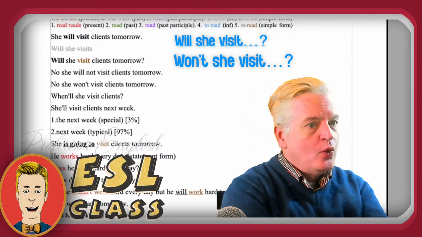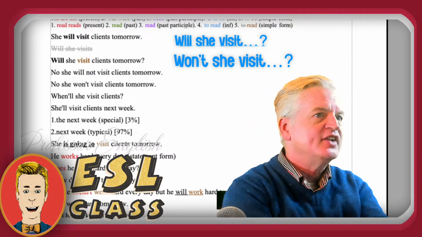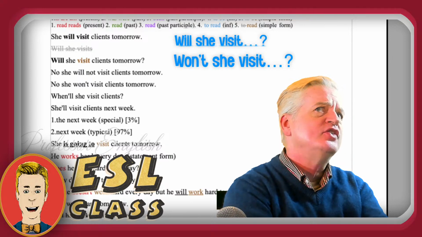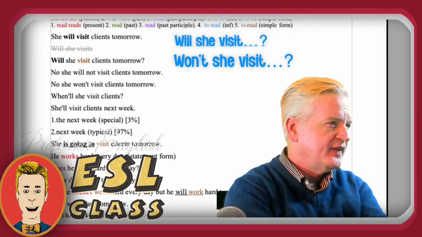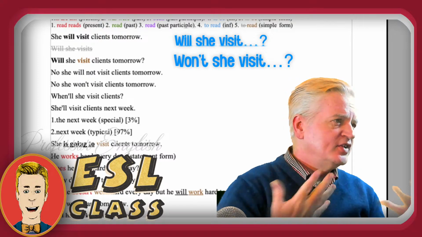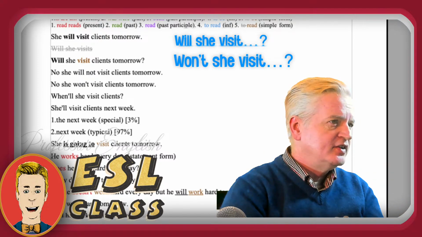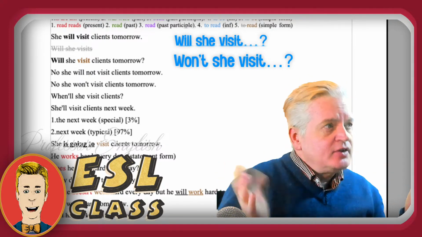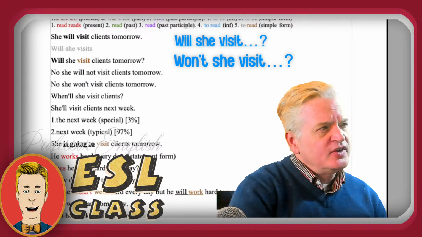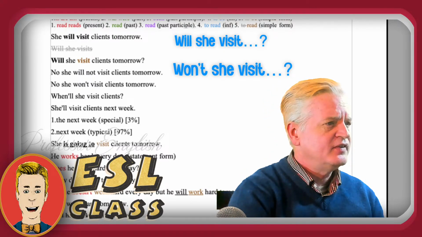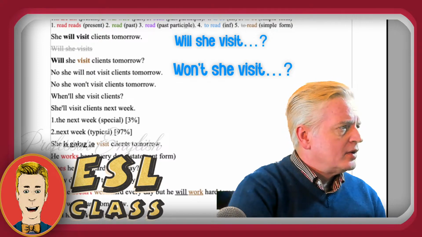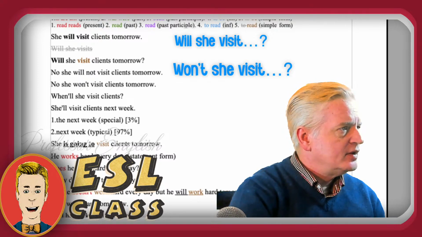The second one, won't she visit clients? You ask this question because you think probably she will, or you have an expectation that she will. So mostly you would ask, will she visit clients? You ask, won't she visit when there's something wrong? Like, oh, I thought she's visiting clients. Won't she visit clients?